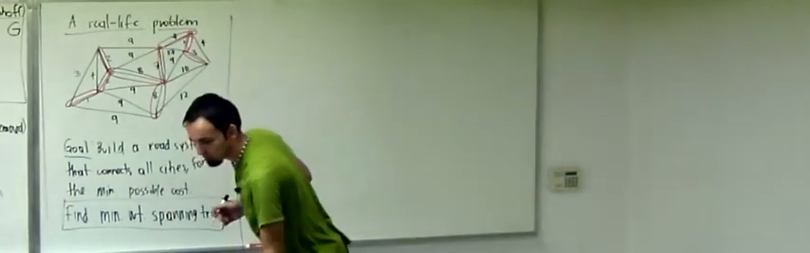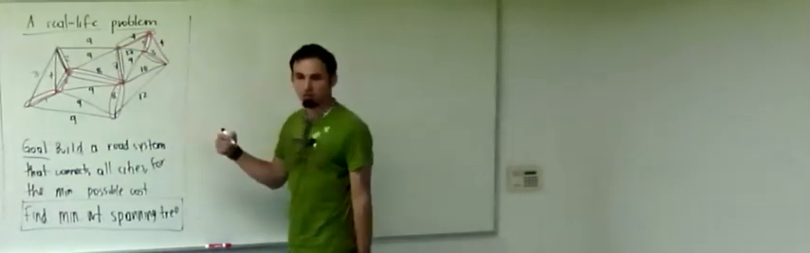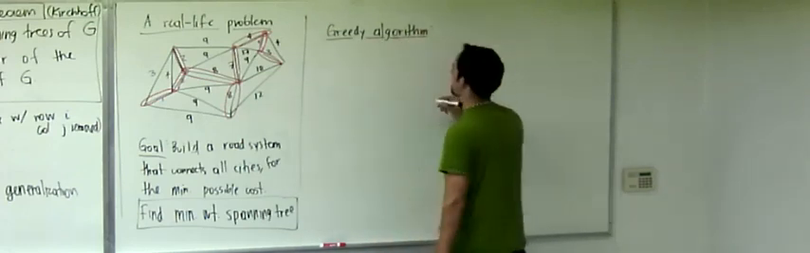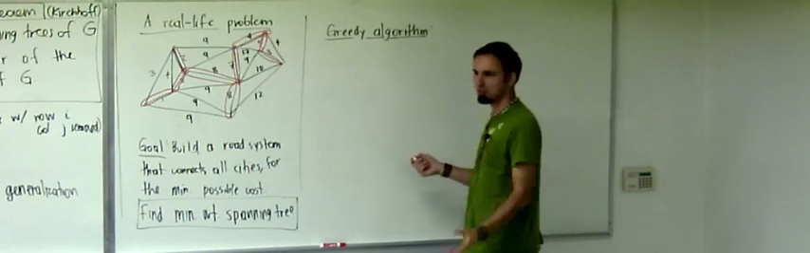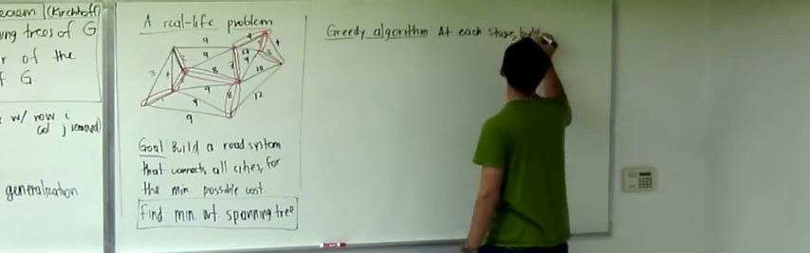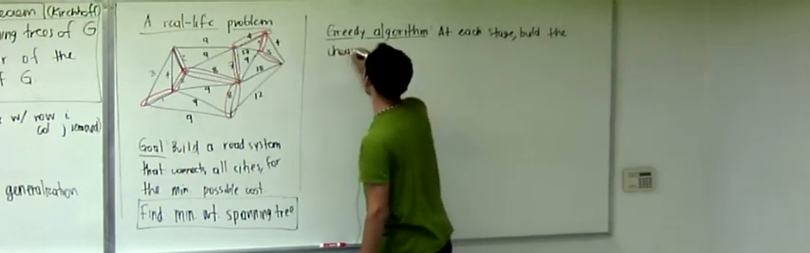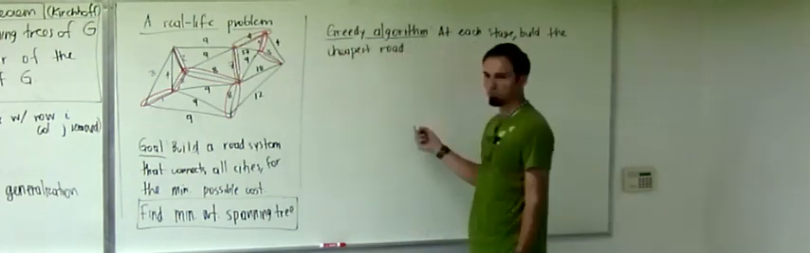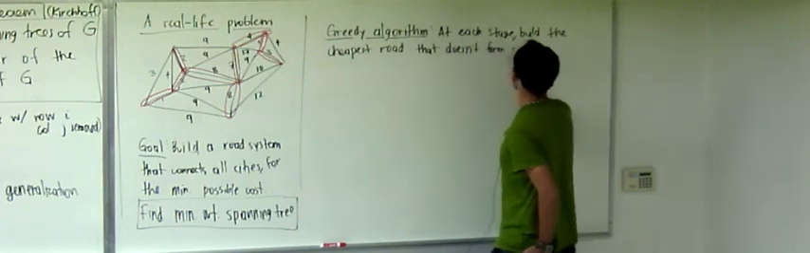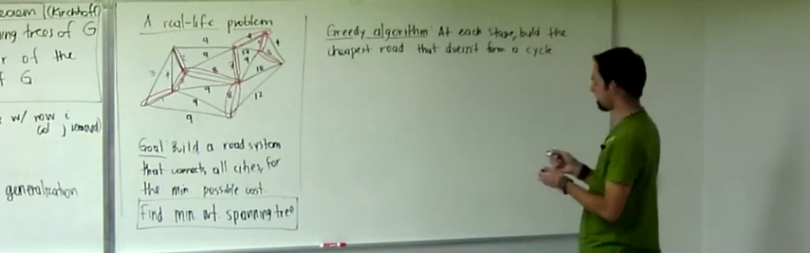So the naive strategy that this government is following is do the cheapest thing possible at any point in time. This is known as a greedy algorithm. It just says, at each stage, just do whatever you think seems best at the time. At each stage, build the cheapest road that doesn't form a cycle. Okay. This is what's known as a greedy algorithm.